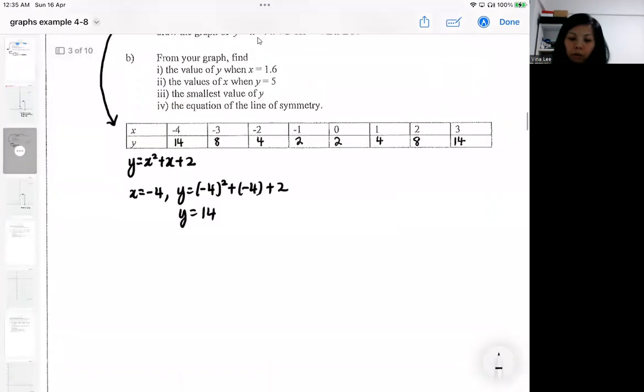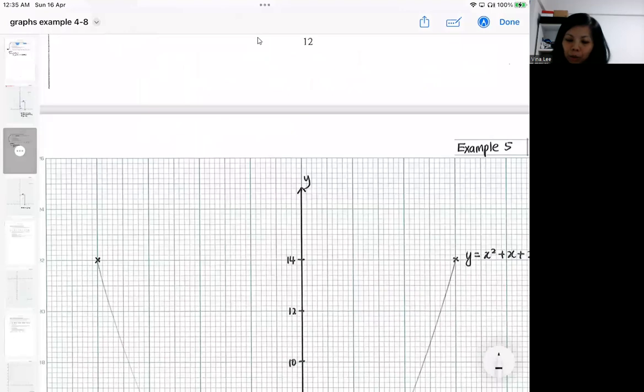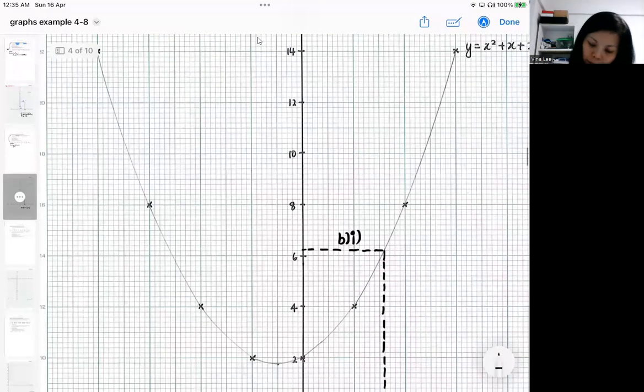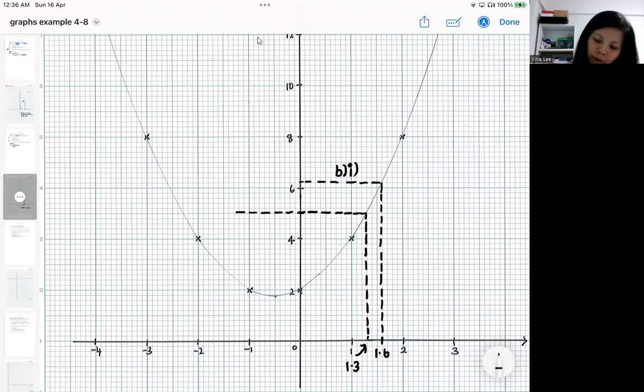Then you look at the second part, B part 2. Find the values of x when y is equal to 5. So locate y is equal to 5. 5 is here. When you are locating y is equal to 5, remember to look left and right. So here I got 1.3. If I look left, I got another answer. So this is minus 2.3, and this is B part 2.